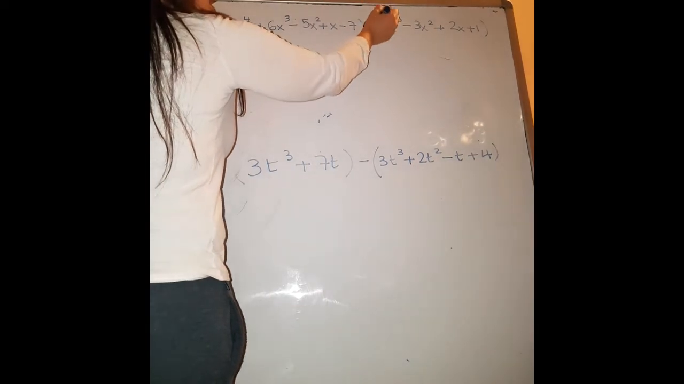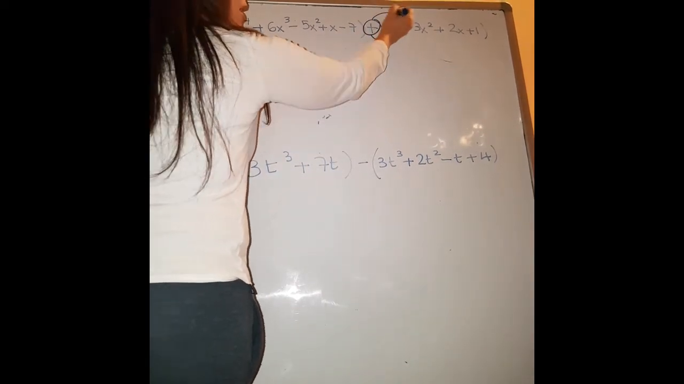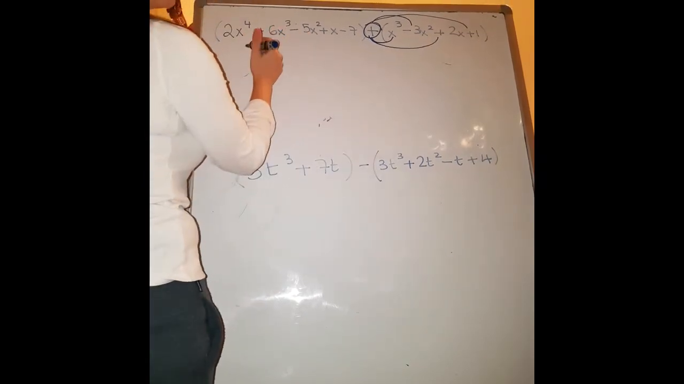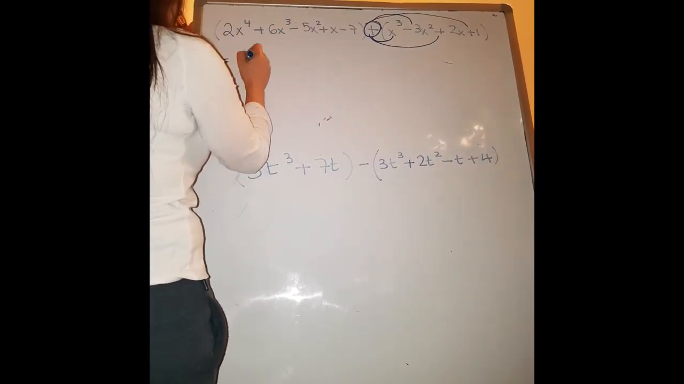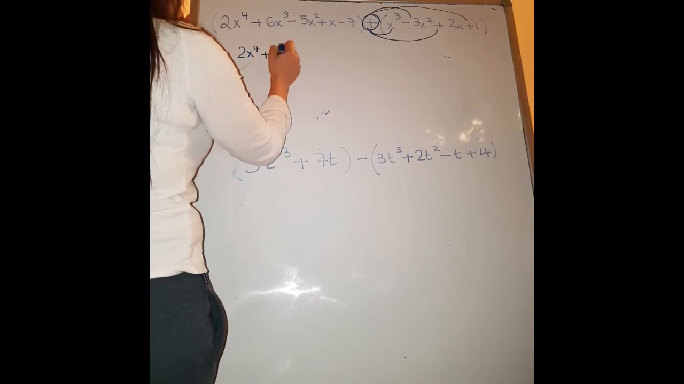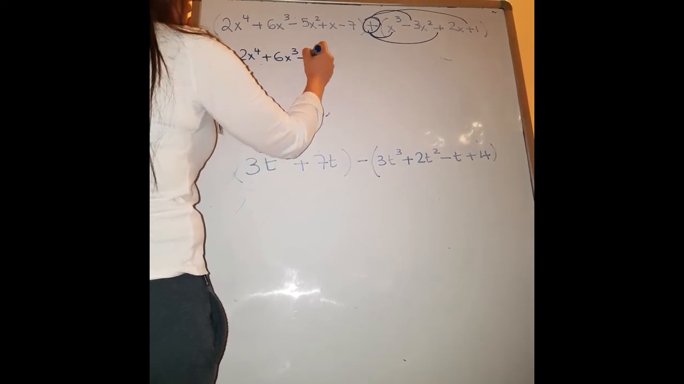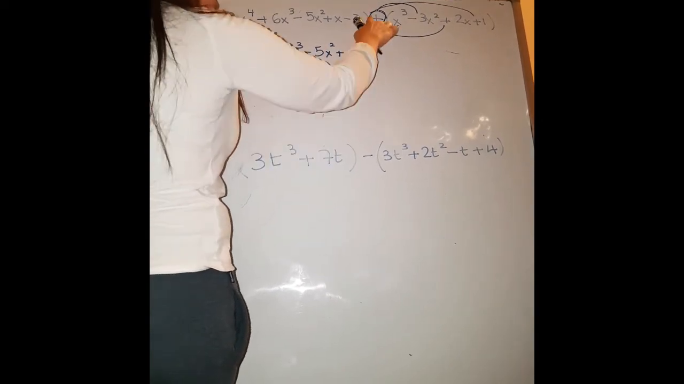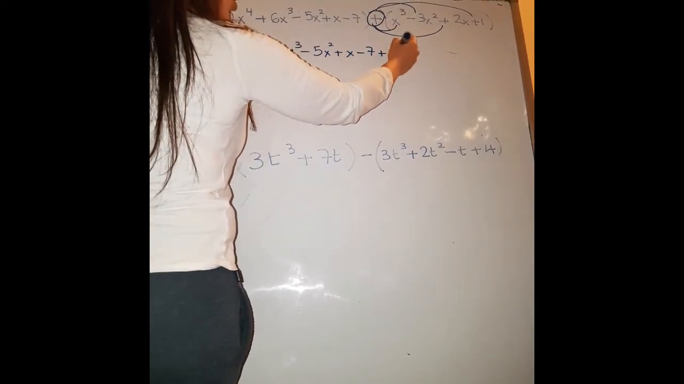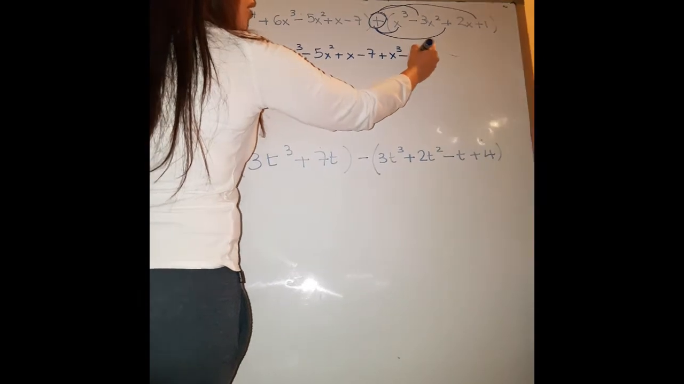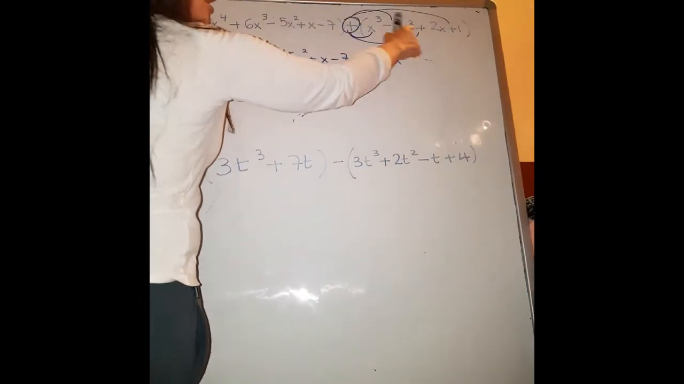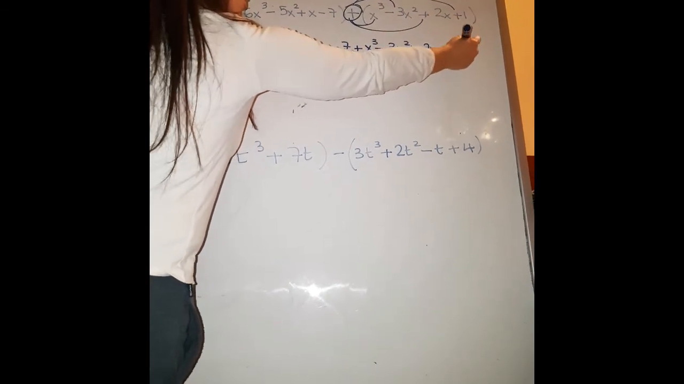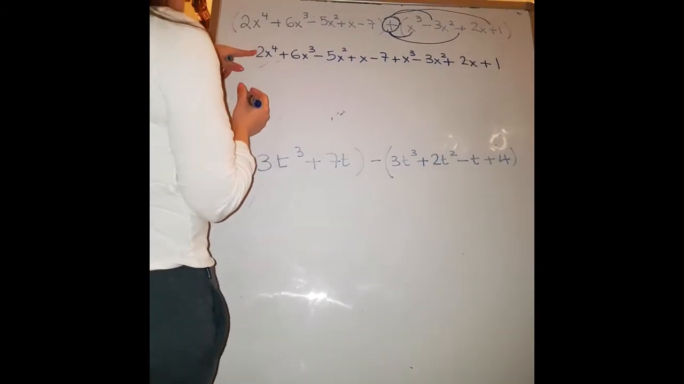There's a plus sign. I distribute the plus into my second parenthesis, into everything in it, and I start rewriting my first parenthesis, 2x to the fourth plus 6x to the third minus 5x to the second plus x minus 7. And then a plus x to the third, plus and a minus 3x to the second, plus and a plus 2x, plus and a plus 1. And I start looking for my like terms.